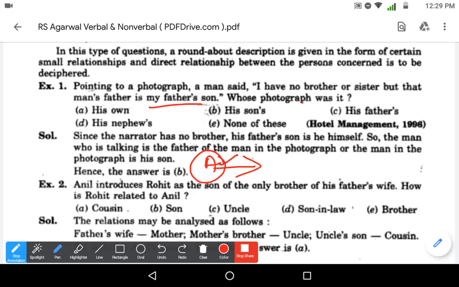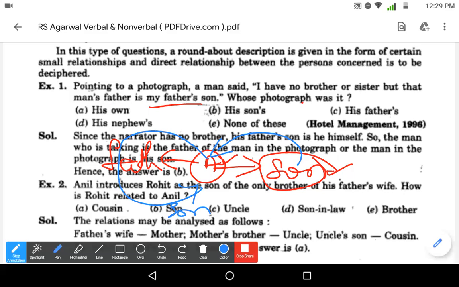So that man's father is my father's son. So he is A's son, and A's father. So this is the hierarchy or the generation used. So that man is nothing but son. That man's father is my father's son. I hope you're able to understand. So A is talking about his son who is in the photograph, where he is saying that man's father. So his son's father is A only. Okay, is my father's son. It's coming roundabout. Are you able to understand? So this is the relationship.